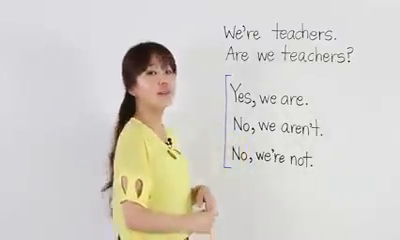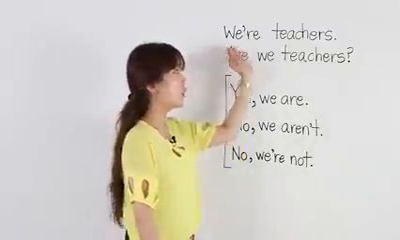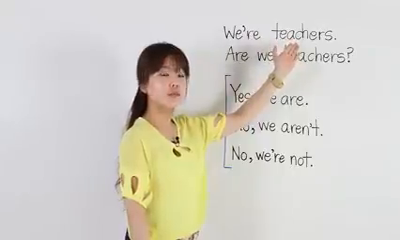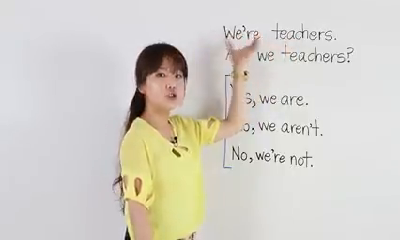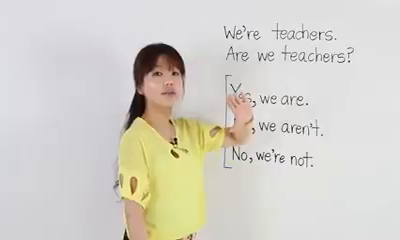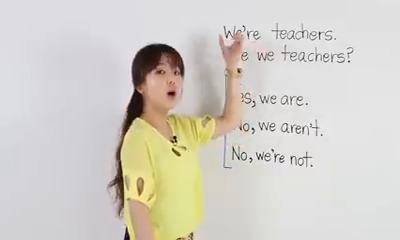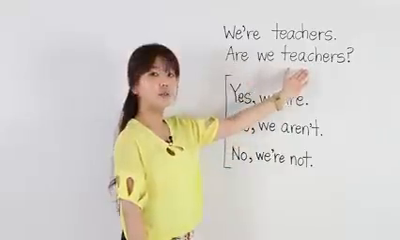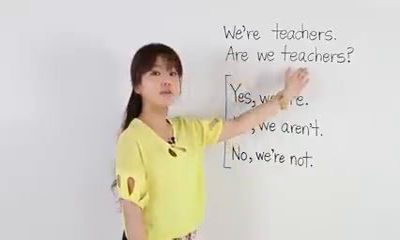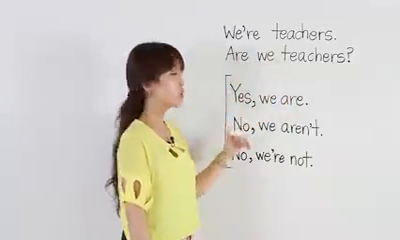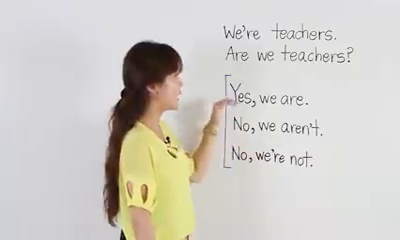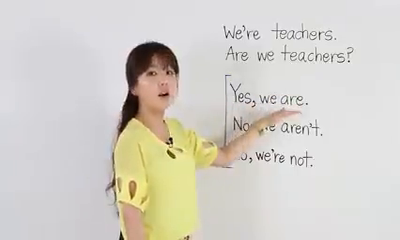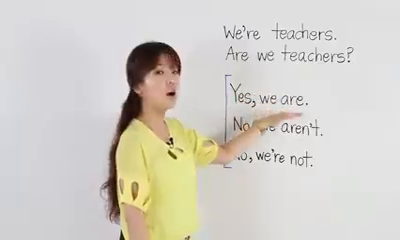Now let's talk about we are and how to use that in a question. The sentence here says, we're teachers. We're is a contraction for we are. So the be verb are goes in the front. Are we teachers? When we answer, we can say several things. Yes, we are.